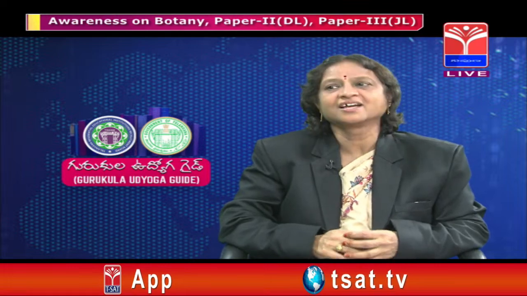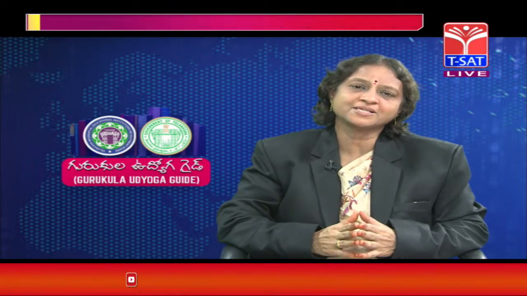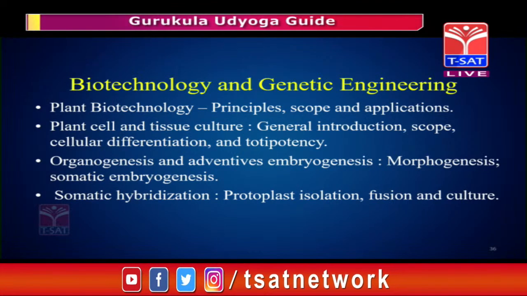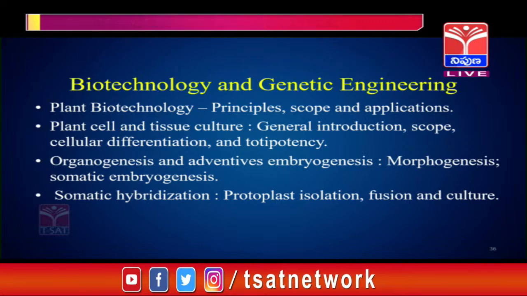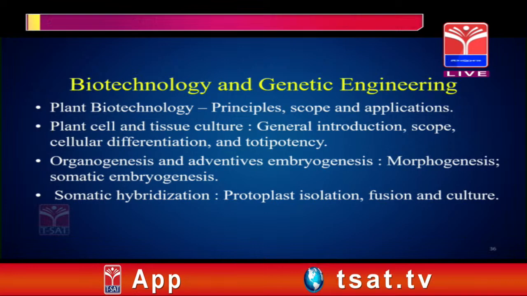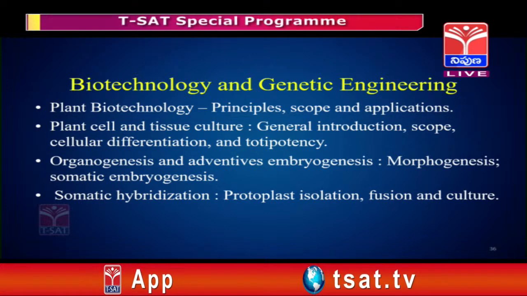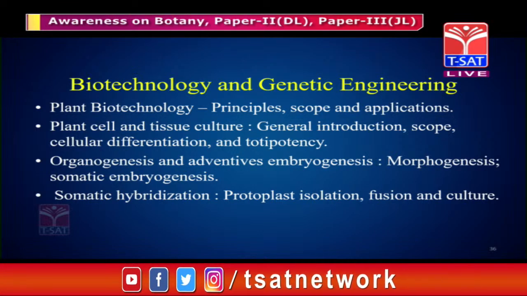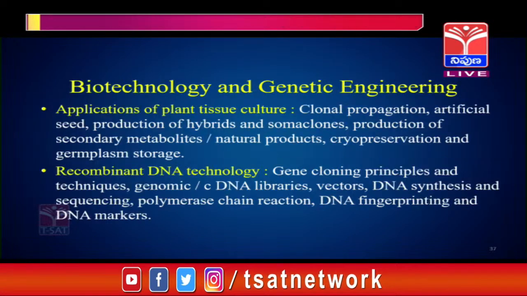The last and 10th chapter in our syllabus is biotechnology and genetic engineering. Here you have to learn the principles of biotechnology, scope and applications, plant cell and tissue culture, then a general introduction, what is organogenesis, what is embryogenesis, what is somatic hybridization. I'll tell you later on how the questions might come in this particular syllabus.